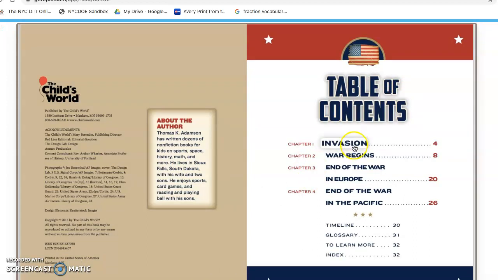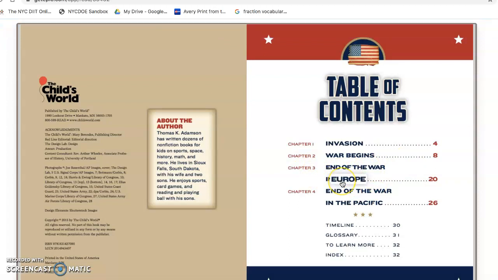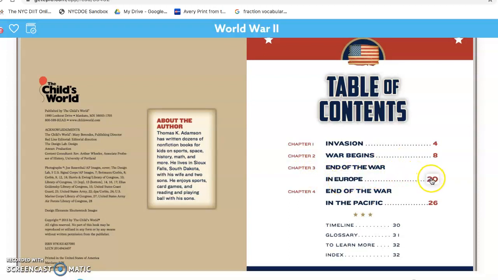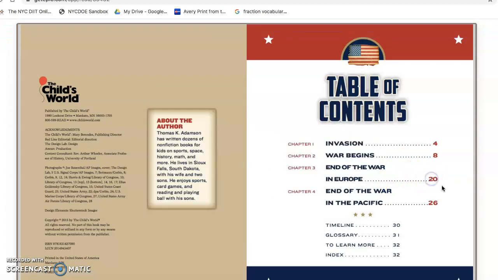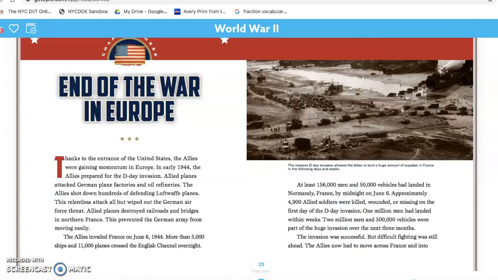It gives us a table of contents, and it begins just giving us an overview of the war. I'm interested in the end of the war because that was a really big part of Rose Blanche's story, and it's when she dies. So I'm going to go to that page. I'm just going to scroll down here to page 20. And I'm going to read it, and then I'm going to match it up with the book.